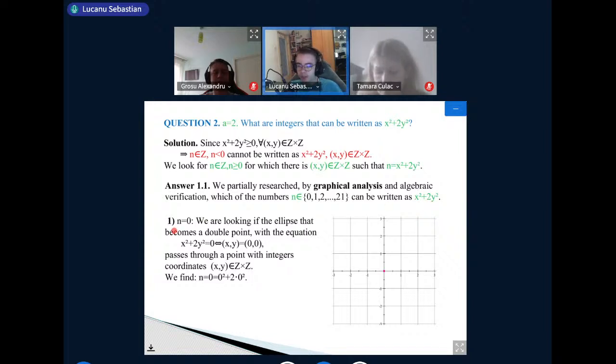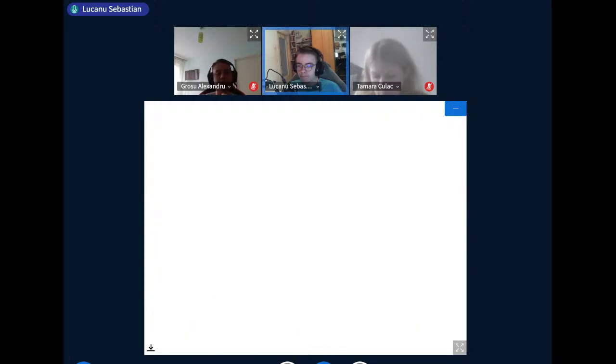When n equals 0, we are looking at whether the ellipse, which becomes a double point with the equation x squared plus 2 times y squared equals 0 if and only if x and y are both 0, passes through a point with integer coordinates. We find that n equals 0, which also equals 0 squared plus 2 times 0 squared.